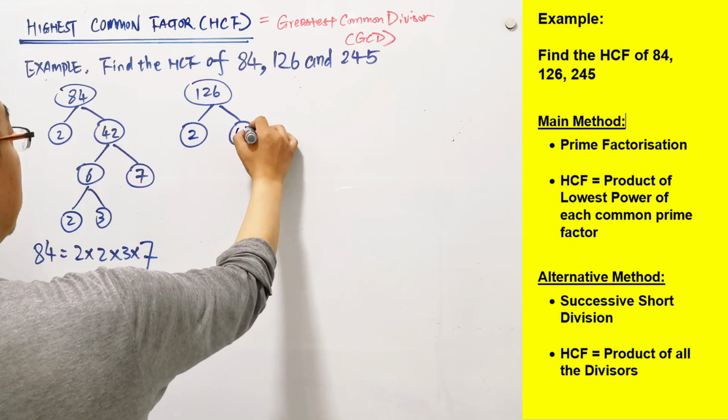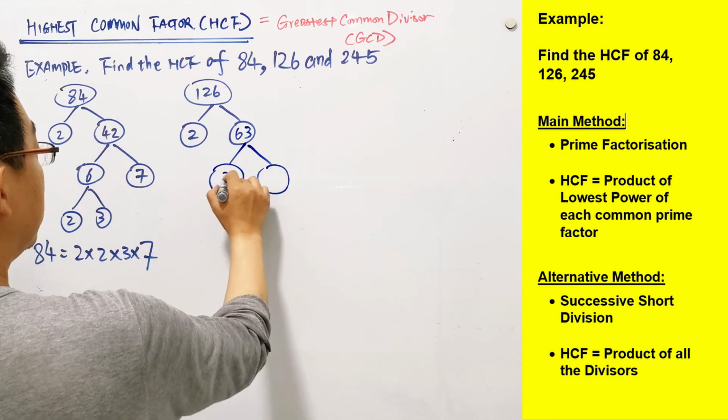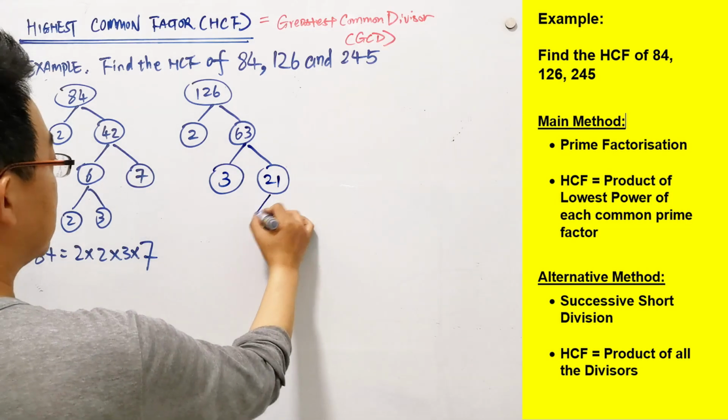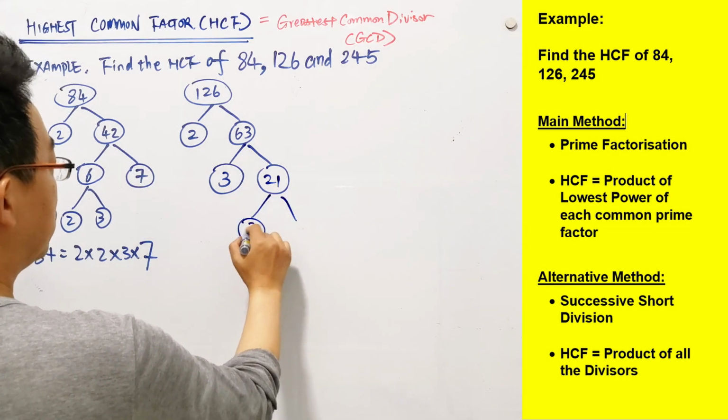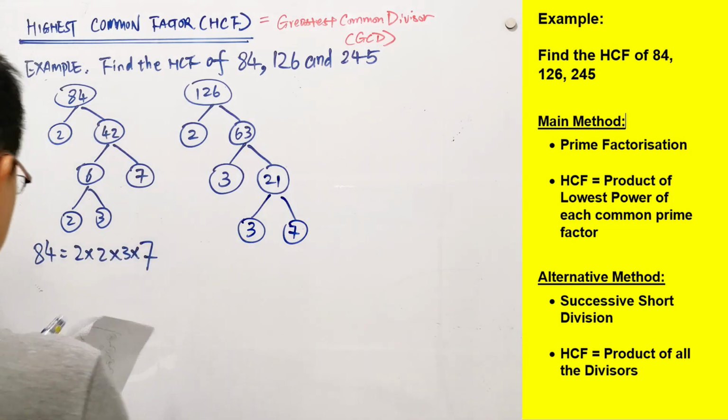6, right? 3, right? Okay, next one, what do we get? Can you divide by 3? Yes. 3, 2, 1, right? Next one. So can we get 3, 7? Okay, very good. We just try to divide it.